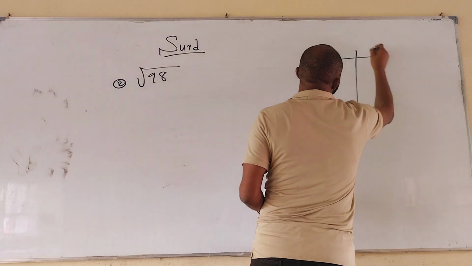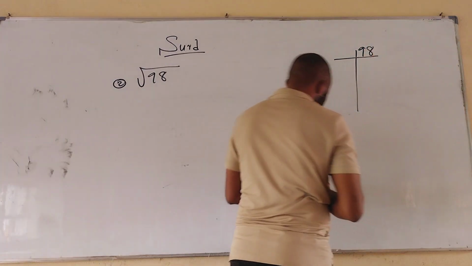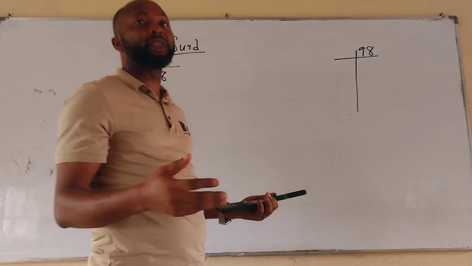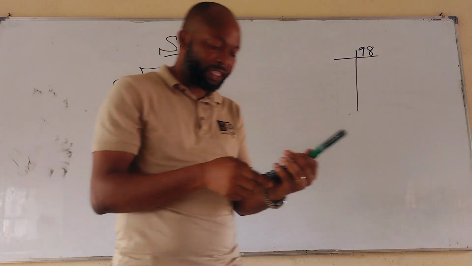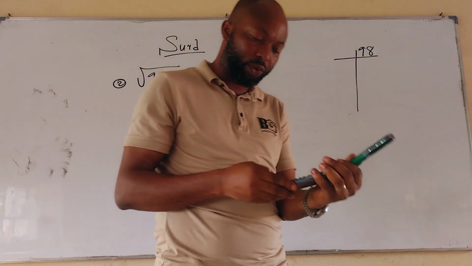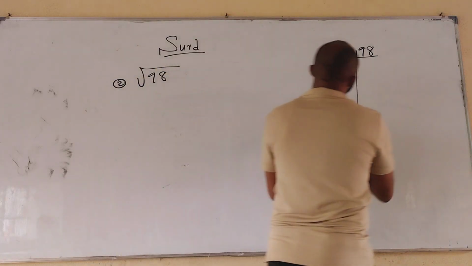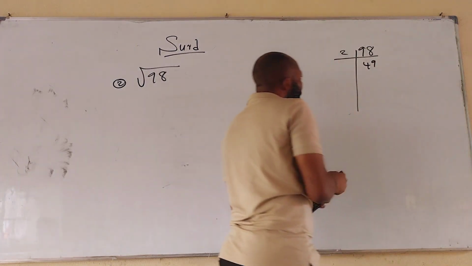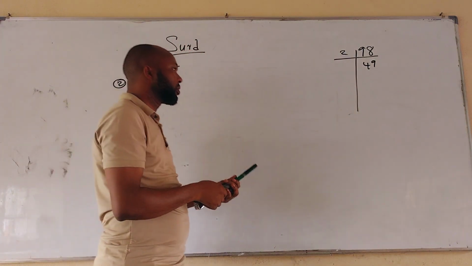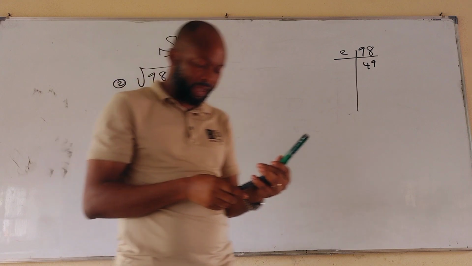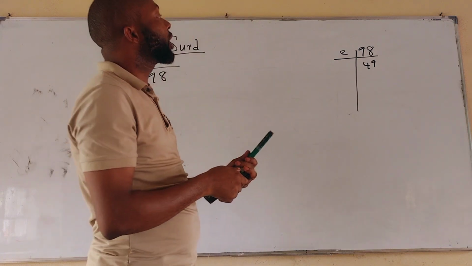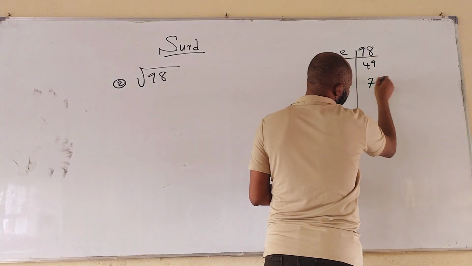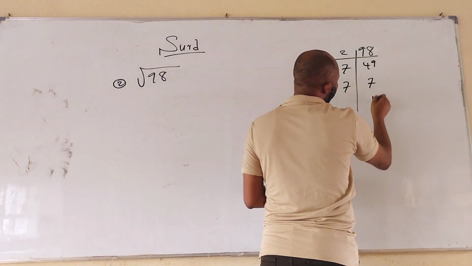I have this, and this is my 98. So, the easiest way to begin is to divide it to get numbers that can give me what? A perfect square. So, I start with 98 divided by 2. I have 49. 2 cannot go there again, and perhaps I know that 3 will also not go. But 7 can go. So, 7 go here will give me 7, and 7 again will give me 1.